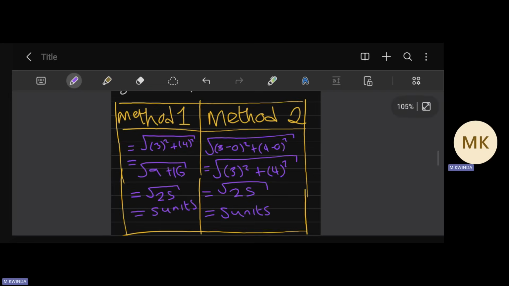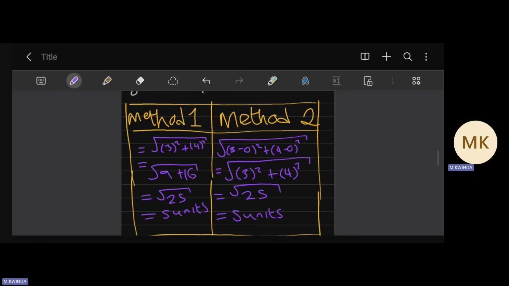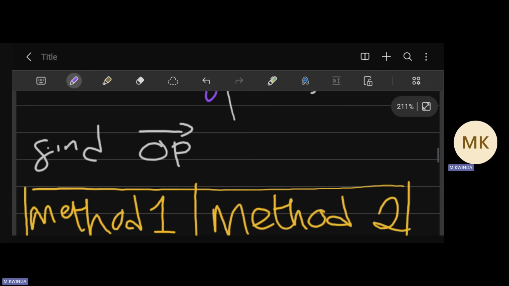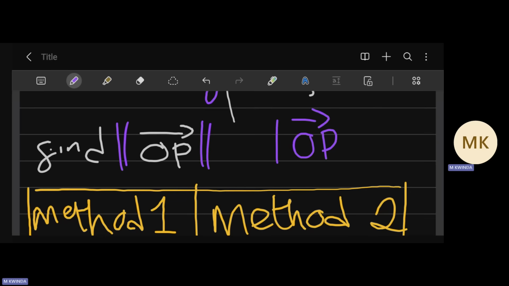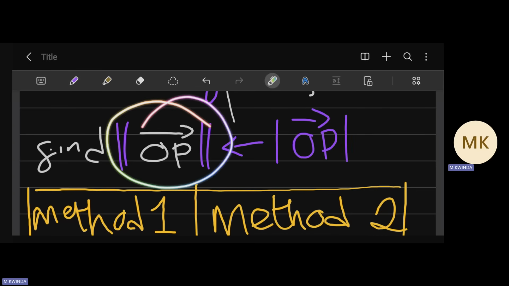Obviously, we have to show what the magnitude is represented by, because you can't just say the magnitude is OP. This basically tells us that the vector is OP, not the magnitude. So for the magnitude, you would have to have two things. If you have only one, that means you're finding the determinant of OP. And to show that you're finding the magnitude, you'd want to have two lines on each side.